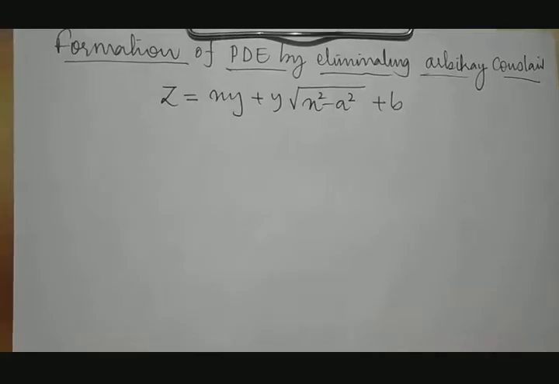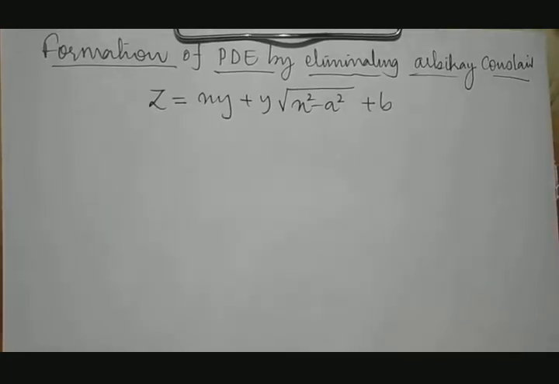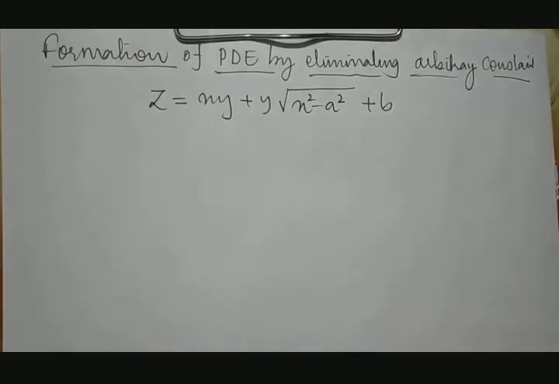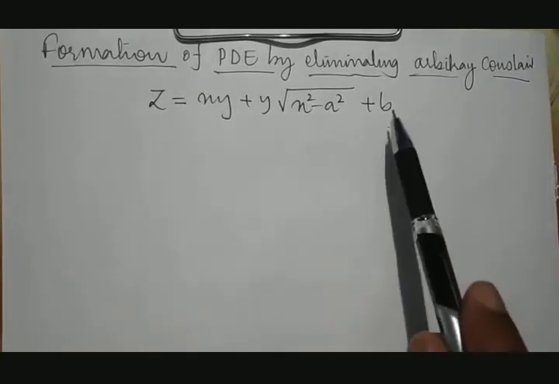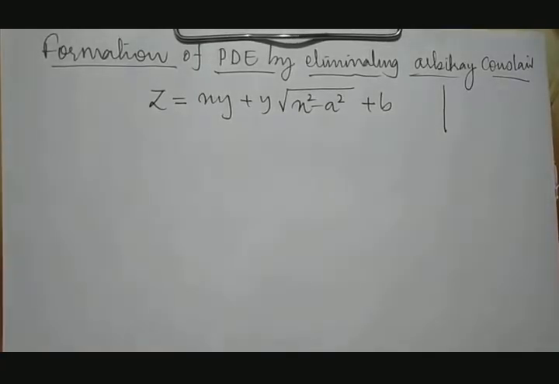Now we'll discuss one example of formation of partial differential equation by eliminating arbitrary constants, where the example is z is equal to xy plus y into square root of x square minus a square plus b. Here we need to understand how many arbitrary constants are there and how many variables are there.